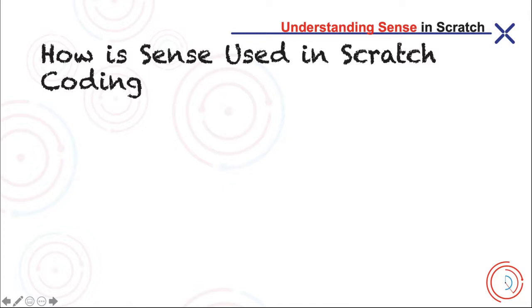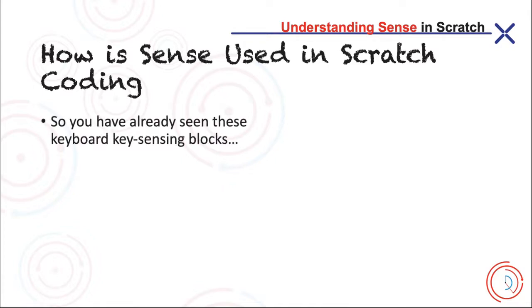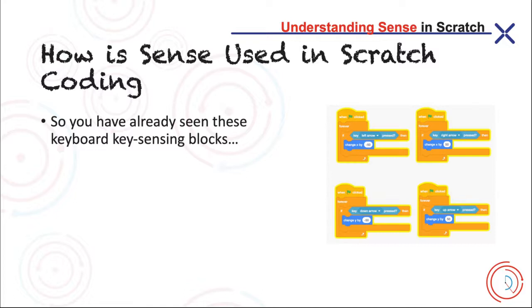So how is sense used in Scratch coding? Well, you've already seen these keyboard key sensing blocks. And what I mean by that is left arrow, right arrow, down arrow, up arrow. This is all based on touch and then instructing with an if statement that if you touch the left arrow, you change your X statement negatively, or if you touch the right arrow, you change your X positively to the right. That's based entirely on touching buttons on your keyboard.